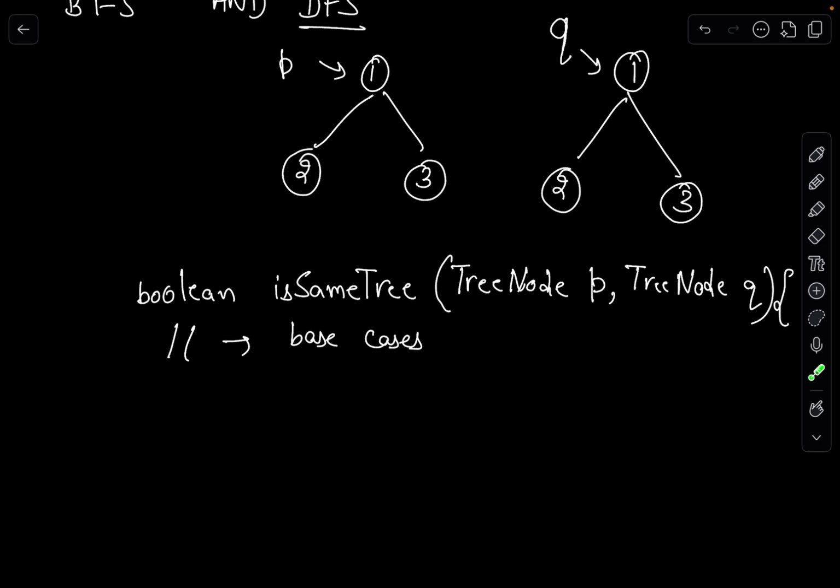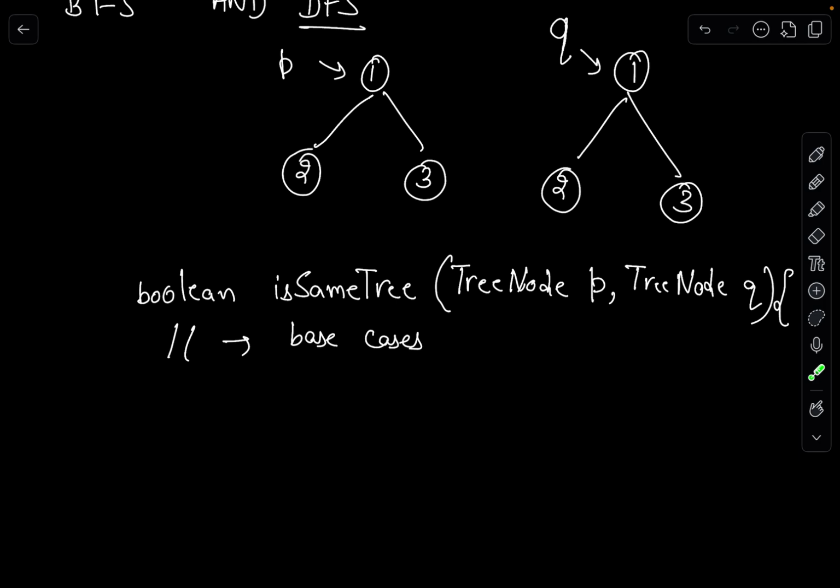Again, what I'm trying to say is, if I'm standing at this node for the first tree and at this node for the second tree, when can I say that these two trees are equal? When the left part is the same, the right part is the same, and the value at these nodes is the same. If yes, then my tree is the same, otherwise it's not the same.